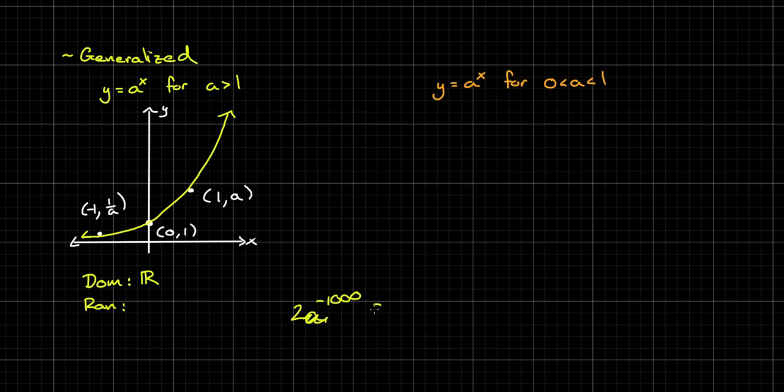2 to the negative 1,000 becomes 1 over 2 to the 1,000, which is a ridiculously large number in the denominator, but it's 1 out of that number, which is almost 0, but not quite, which means this thing is never, ever, ever in this form going to touch the x-axis. So for the range, we'll say it's the set of all y such that y is greater than 0. We can get arbitrarily close to it. We'll just never hit it.